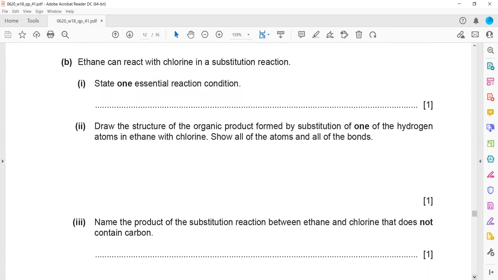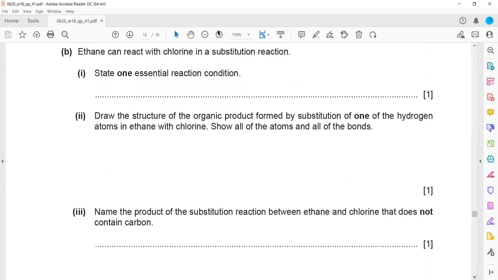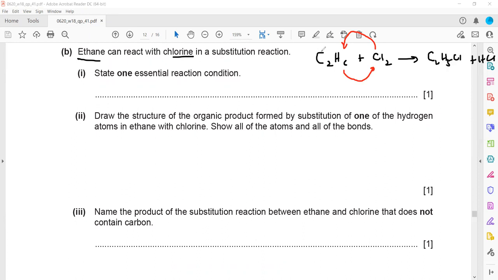Ethane can react with chlorine to undergo a substitution reaction. What is the essential condition for this? So ethane is C2H6. It reacts with chlorine. A substitution reaction means 1 chlorine enters, 1 hydrogen will leave. So it will become C2H5Cl plus HCl. And this happens in the presence of ultraviolet light. So the reaction condition we need is ultraviolet light.